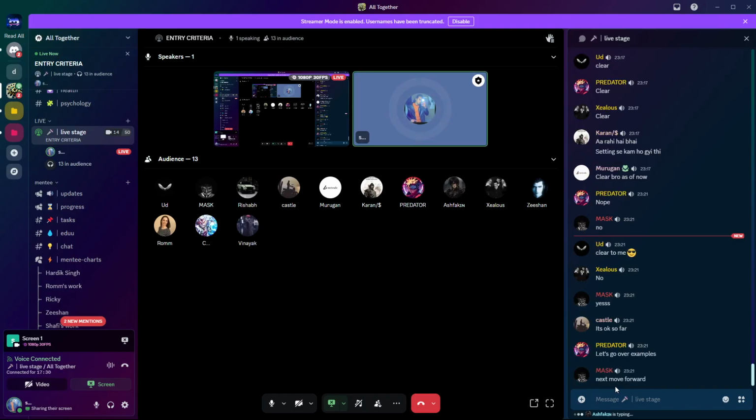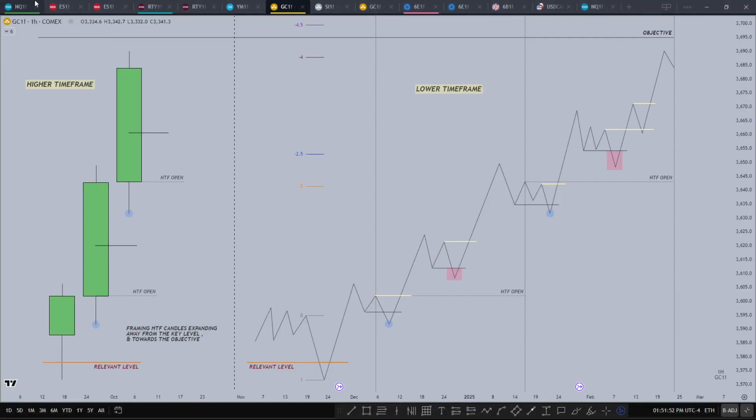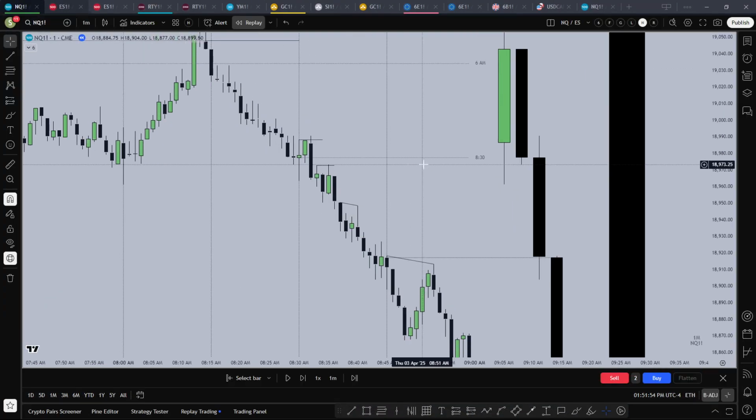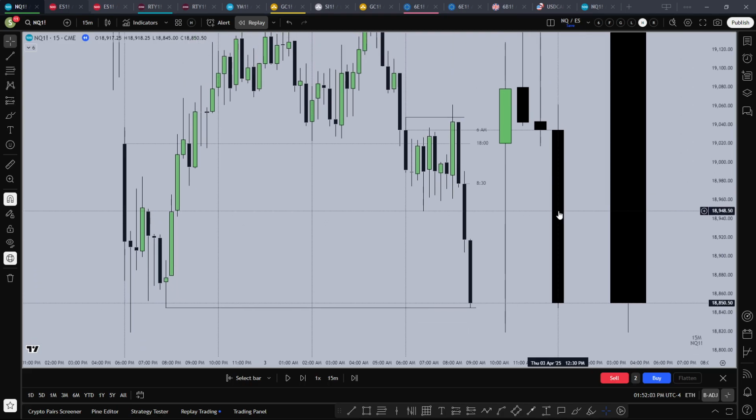Okay, let's go over examples. So first example, I would not talk about bias here. I will not talk about intermediate time frame profiling, high time frame profiling, as this is not the right session for it.